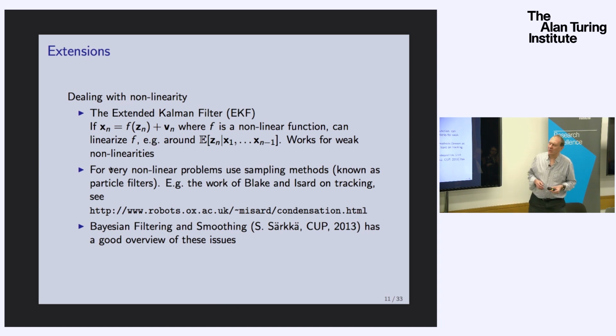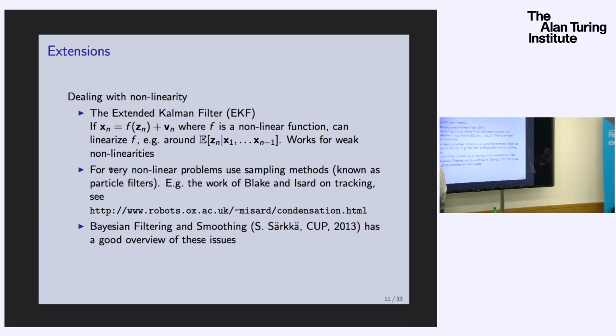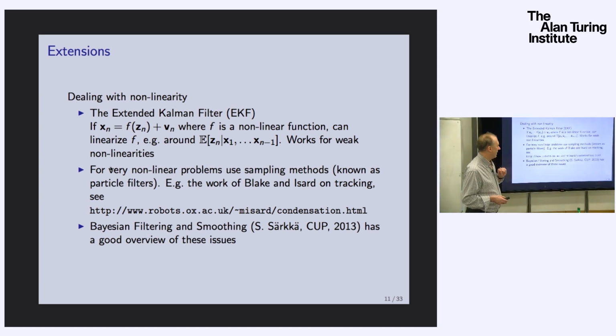One thing we can do is say, okay, yes, but I didn't like the fact that the emissions were a linear function. Could I do something about that? If they're weakly nonlinear, so f here is a nonlinear function, we can linearize around our current estimate Zn. We can linearize this function here and do that. That's quite an old-fashioned idea.